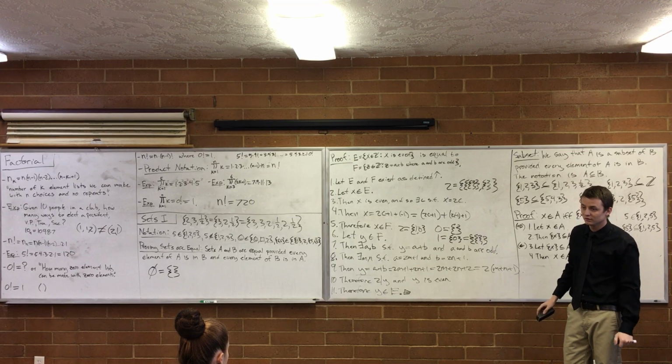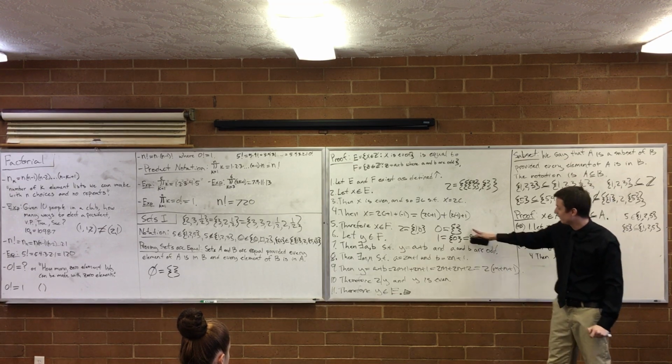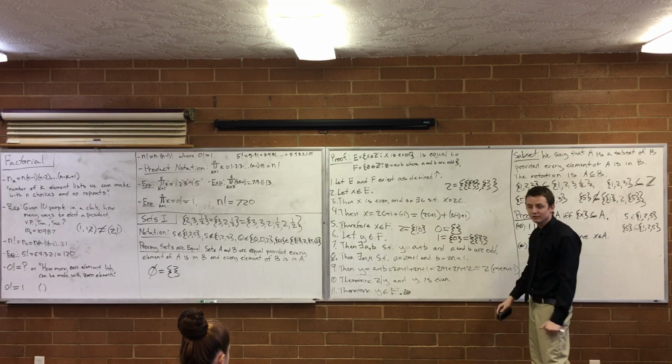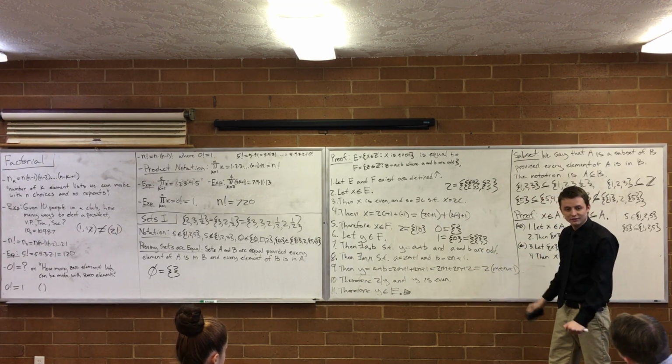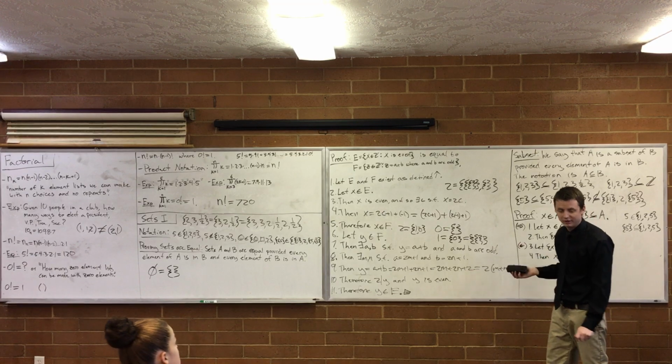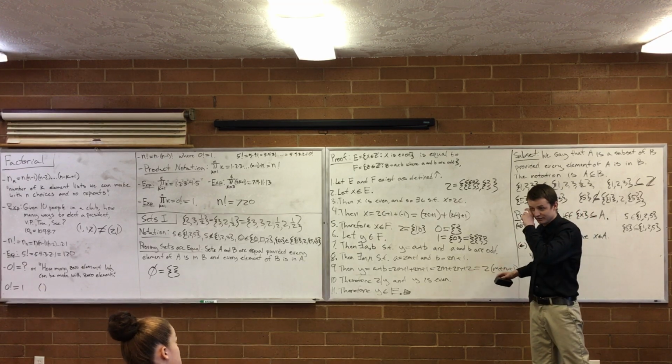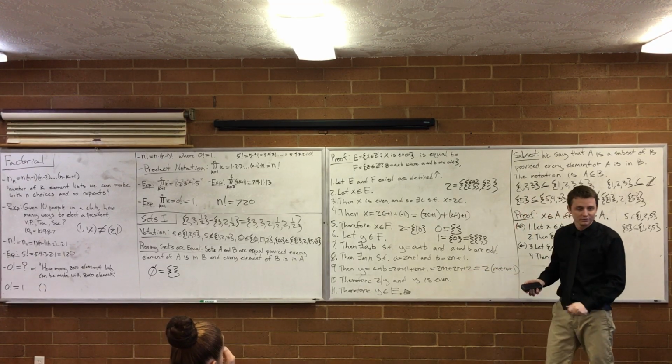The empty set is 0. The set containing the empty set is 1. Then there's 2, which is the set containing 0 and 1, and you can go on to make 3, 4, 5.